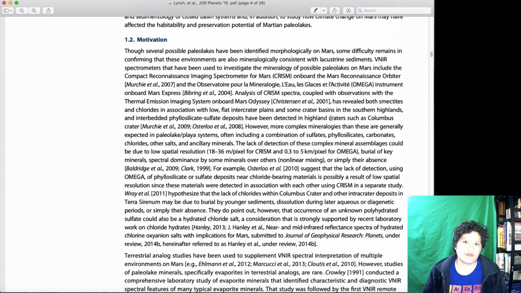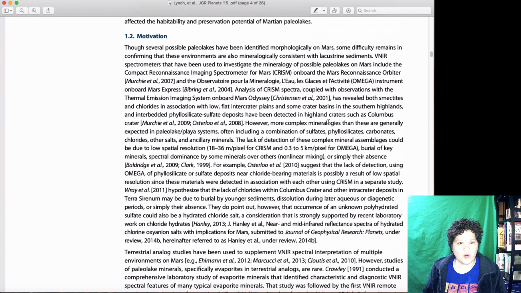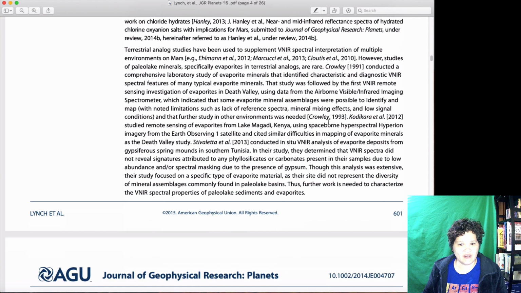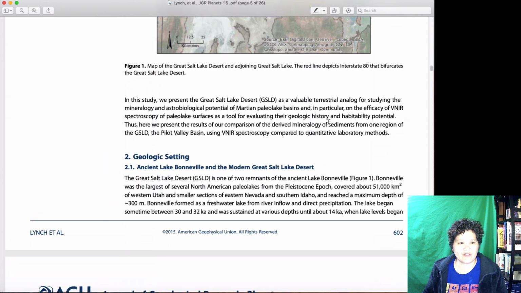Now we get into the motivation section. Here we're talking about why we're doing this study. Why are we doing this study? Start off, we've identified paleolakes on Mars, but we also are not 100% sure how consistent they are with the lacustrine sediments. Okay, so we've seen pictures from afar, but we've never actually been there to see if our remote sensing spectrometry is actually indicative of what's there. And you can see here's a whole bunch of information on complex mineralogy, terrestrial analogs. And then here's the final statement.